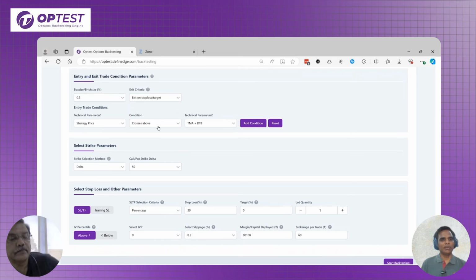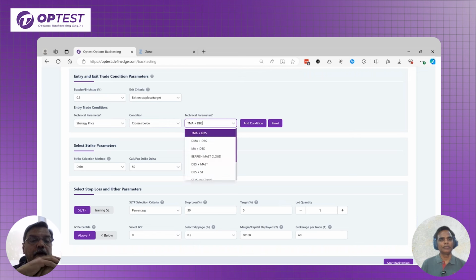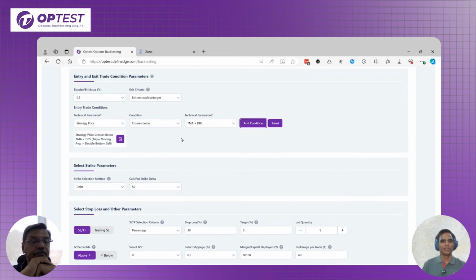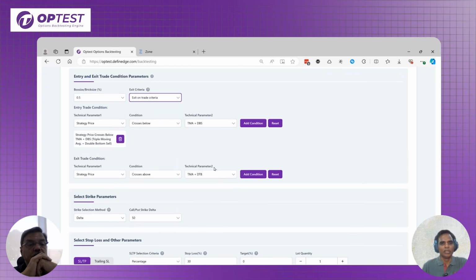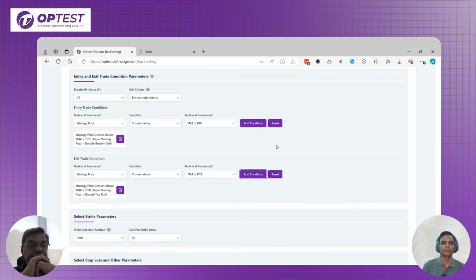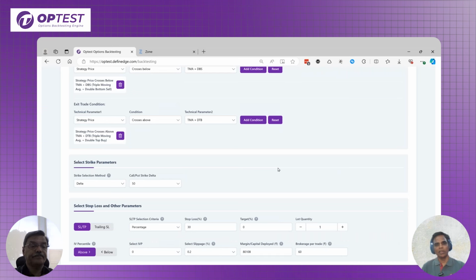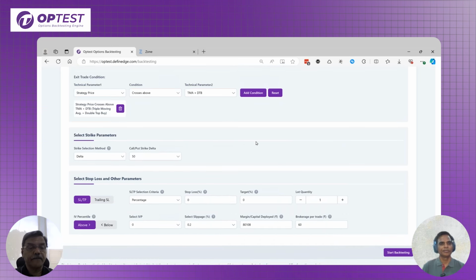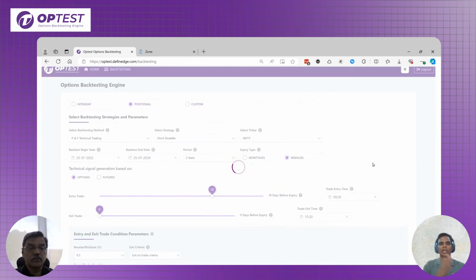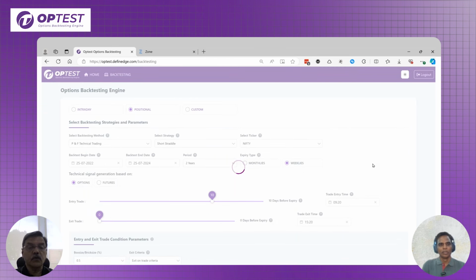Okay. So now the strategy process: price crosses below the TMA and double bottom sell, DBS. Sorry, it should be below. Yes. And then for the exit criteria, you want to use stop loss or this one, DTB? Yeah, I think this should be okay. In that case, I'll not use any stop loss. Let's see. We are entering this trade 10 days before weekly expiry. Yes, we're doing it on weekly. Normally I only do it on monthly options, but let's see the results.